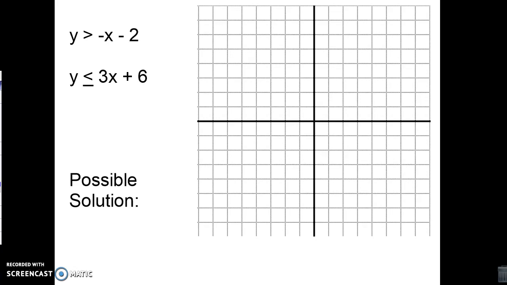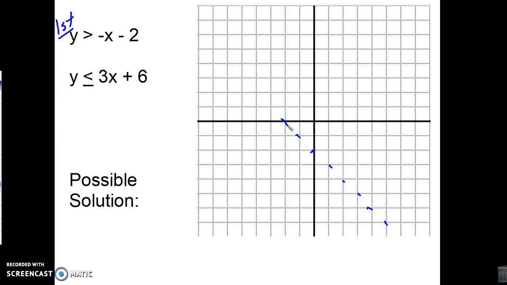Now, with systems of inequalities, this means that we have more than one inequality. So we're going to graph the first inequality in blue. My first one here is y is greater than negative x minus 2. So this first tells me that I have a y-intercept of negative 2. This also tells me that I have a negative slope, so this means I'm going to go down 1 to the right 1, down 1 to the right 1, down 1 to the right 1, and continue on. I could also go up 1 to the left 1, up 1 to the left 1.